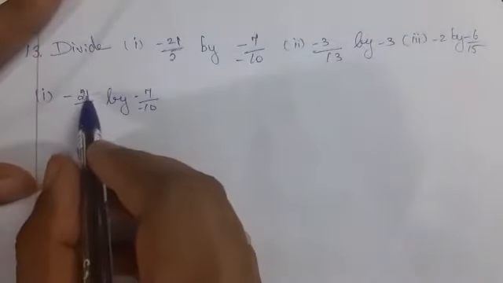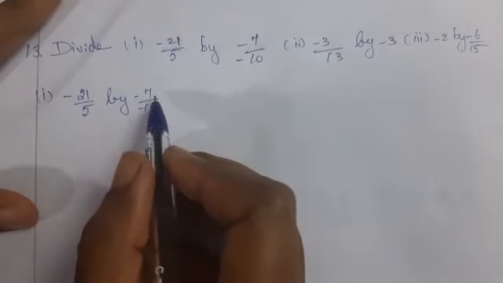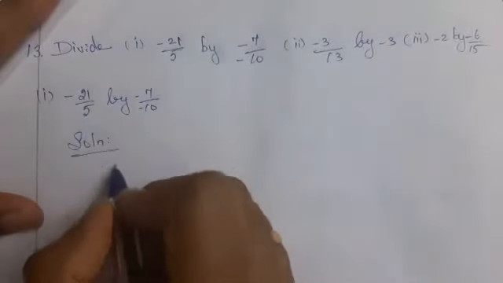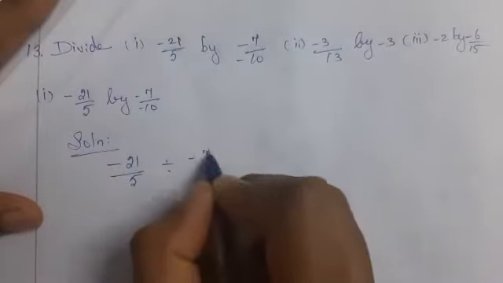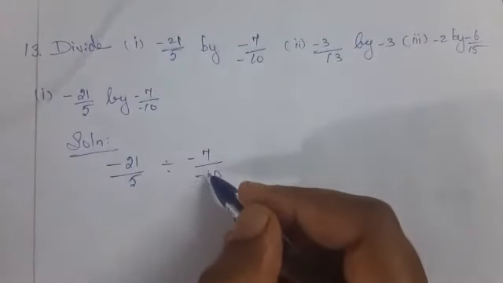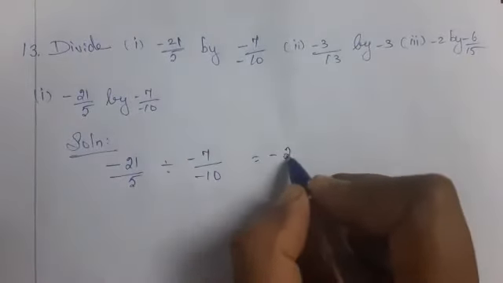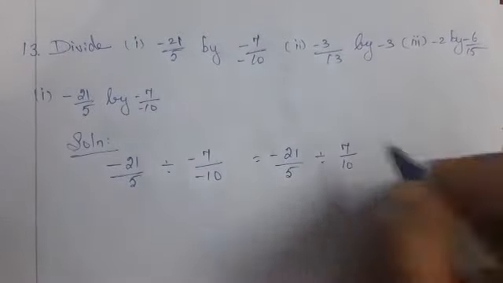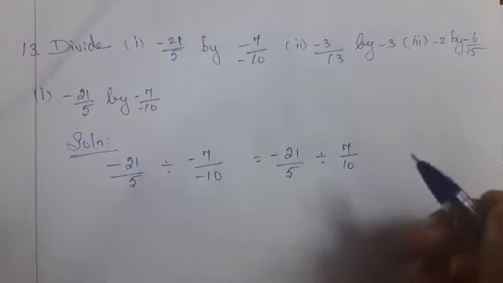Divide minus 21 by 5 by minus 7 by 10. First write the question, minus 21 by 5 divided by minus 7 by 10. See here, minus divided by minus, therefore plus. First you change that sign. Because minus divided by minus is plus, therefore first change that sign.